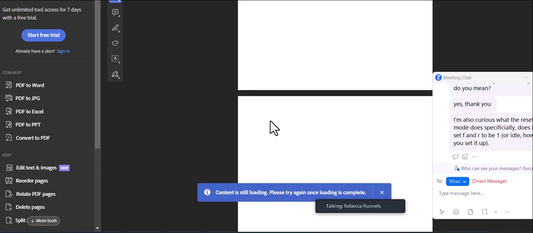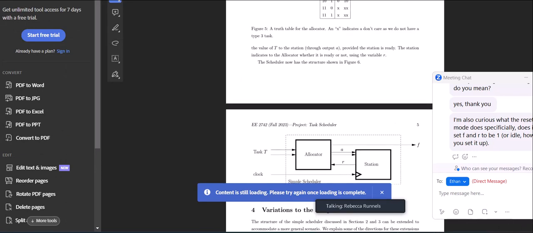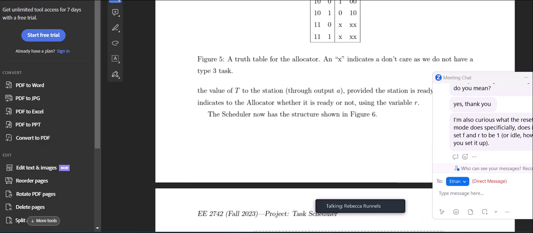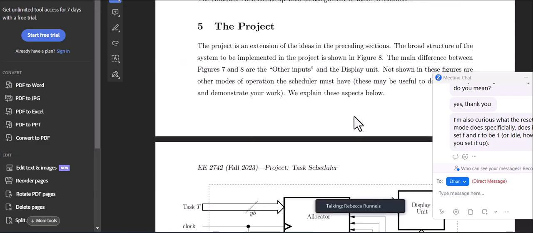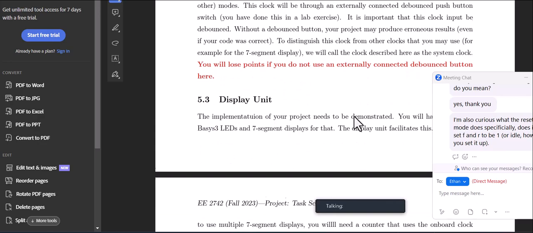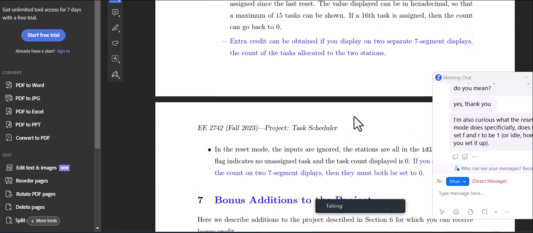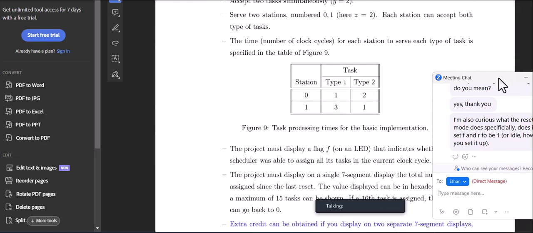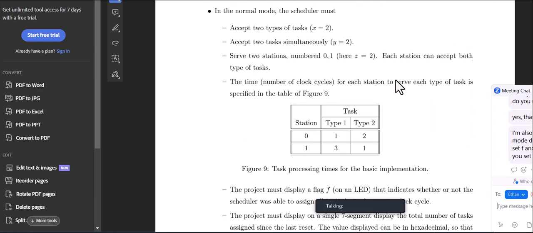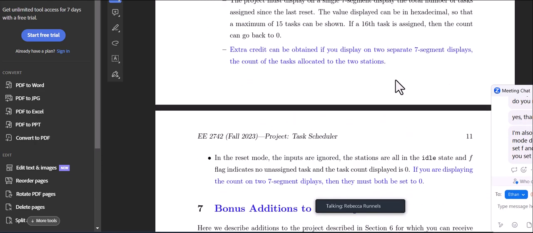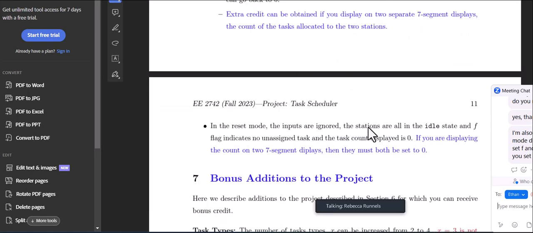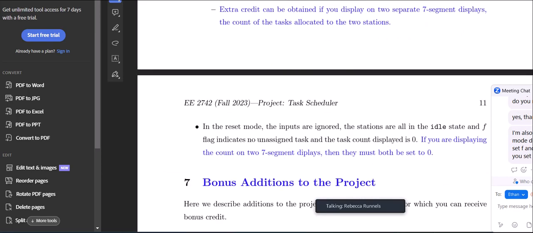And you have some freedom with this, with the reset mode. So it's kind of nice, because there's not just one right way to do it. So it says, reset mode: the inputs are ignored, the stations are all in the idle state, an F flag indicates no unassigned task, and the task count is displayed at 0. Oh, I'm glad I read that, and I need to change that on mine. I didn't do that part yet.